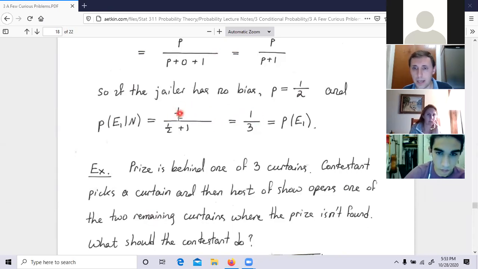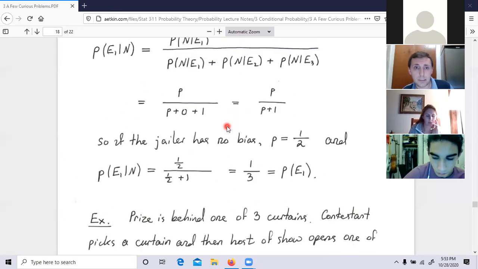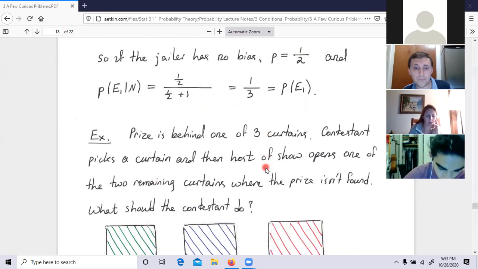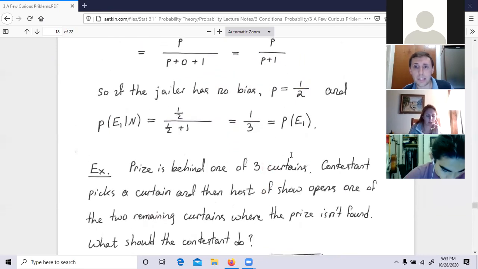So if there is no bias, then it's 1/3, as you said. But if there is a bias, then the fact that I know the information, and I know, say, that it's prisoner 2, then I might see that the answer is not 1/3. So here is another, this is the classical Monty Hall problem.